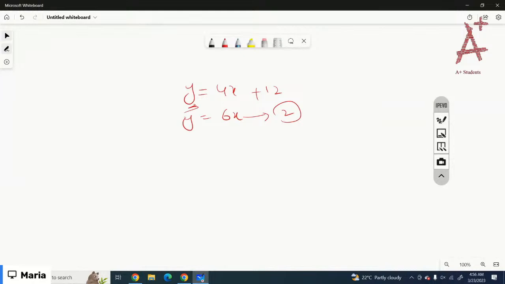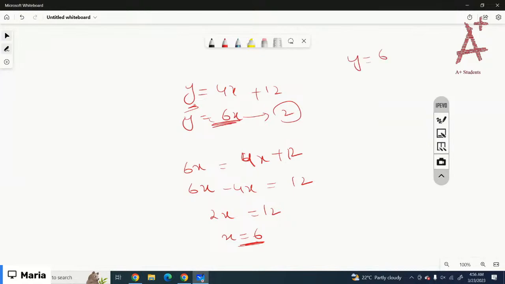One, just replace this y with 6x. It would be 6x equals 4x plus 12. So move 4x to the other side. It would be 6x minus 4x equals 12. 6 minus 4 is 2x equals 12. x equals 6. Now just substitute x equals 6 in this equation to calculate the value of y.